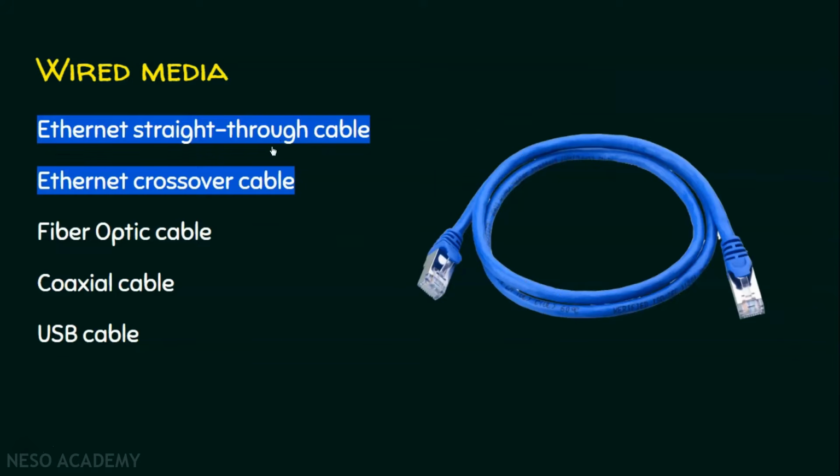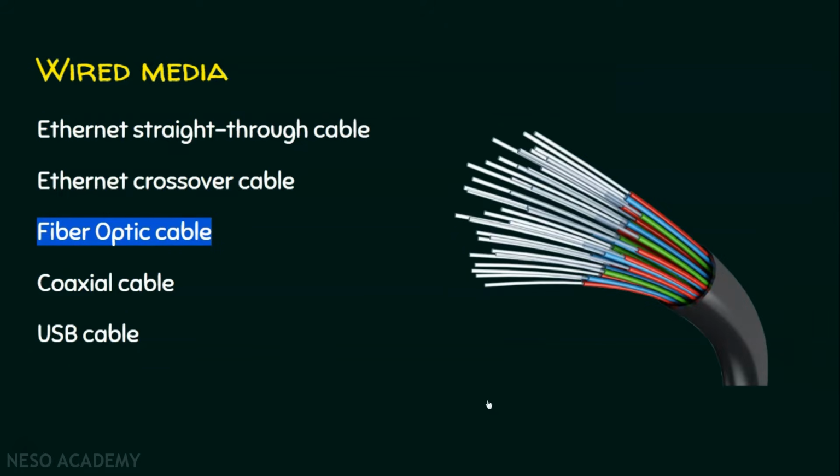So far we have seen Ethernet straight through cable and Ethernet crossover cable. Now we will move on to fiber optic cable. In fiber optic cable, the data is going to be carried in the form of light waves. We know very well that light is the fastest one in the world. Since this cable takes the data in the form of light waves, this is the fastest mode of wired communication.